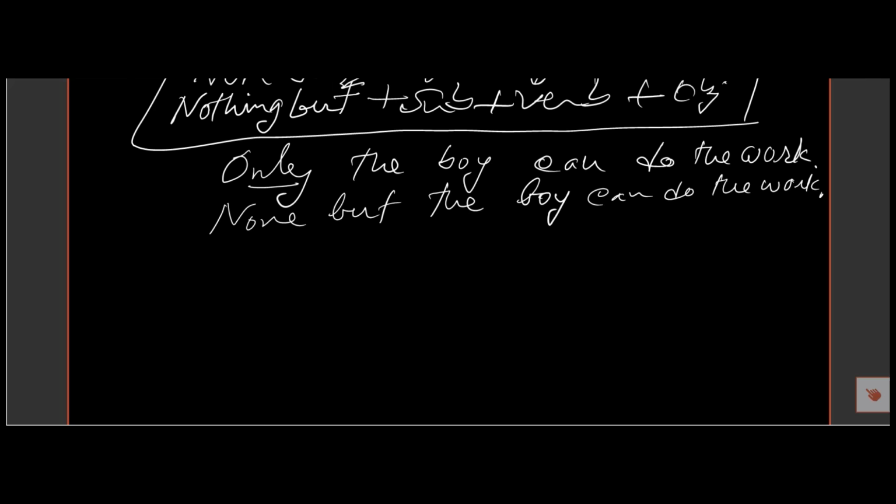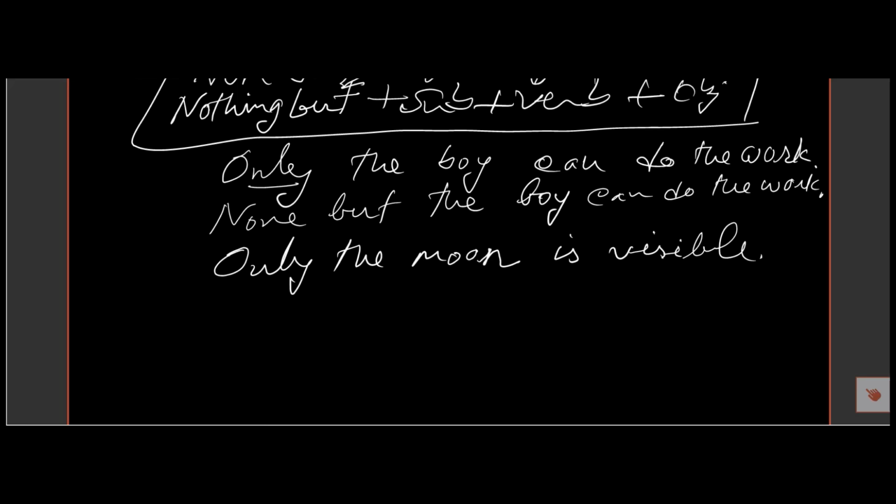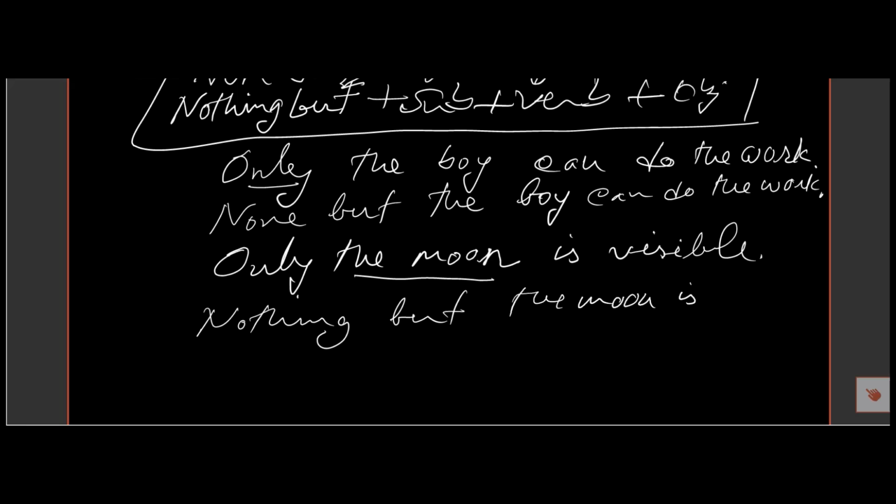Let's do another example. Only the moon is visible. We know the moon is an object, so it is not a person. So in lieu of "only" we must use "nothing but." Then the rest of the sentence, the moon is visible.